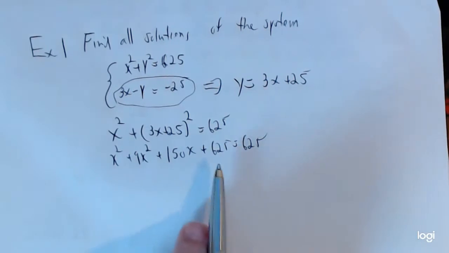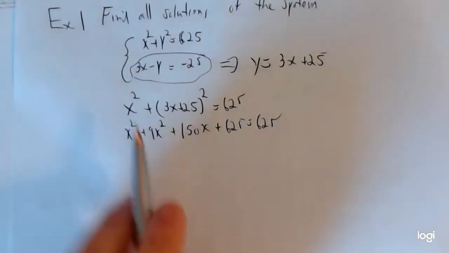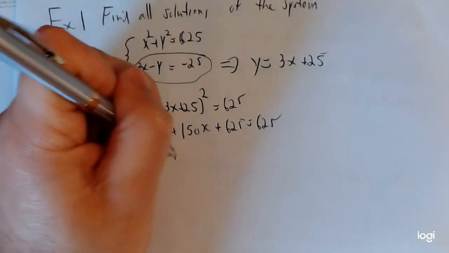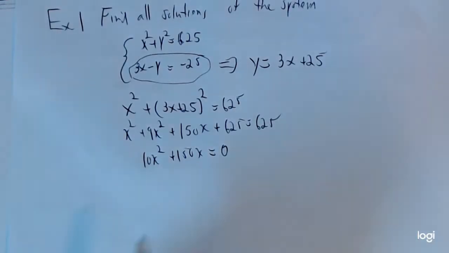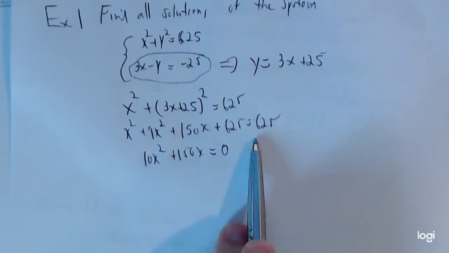And how nice is that? When I subtract the 625s, that'll go away. So what do I have here? x squared plus 9x squared, that's 10x squared plus 150x equals 0. Right? So hopefully you follow what I did from here to here. I just simplified and then the 625s canceled out.